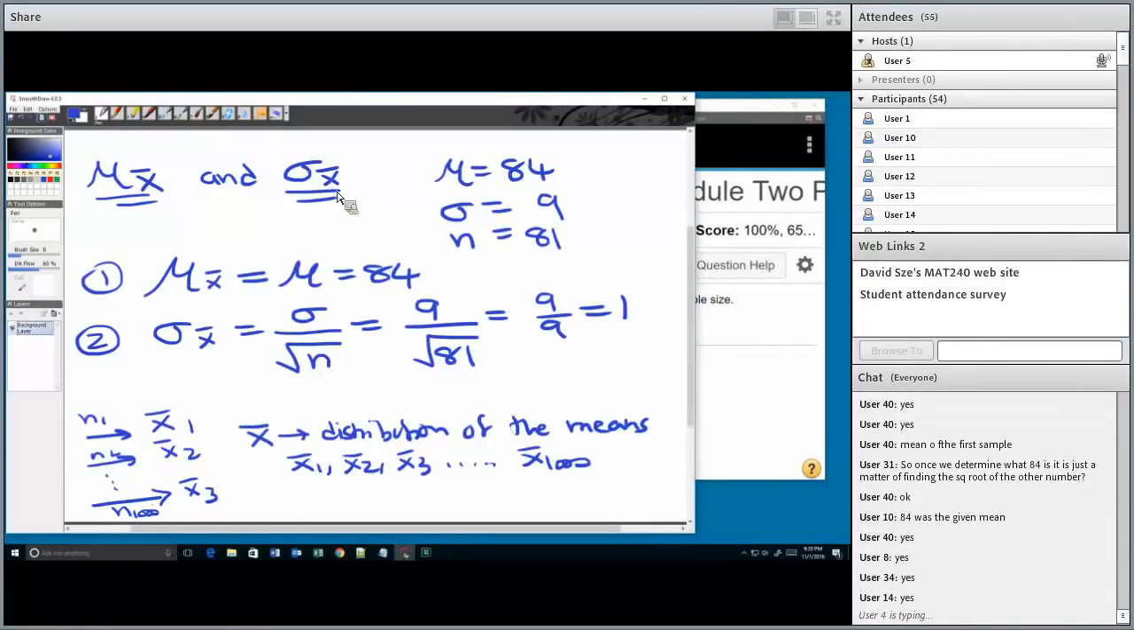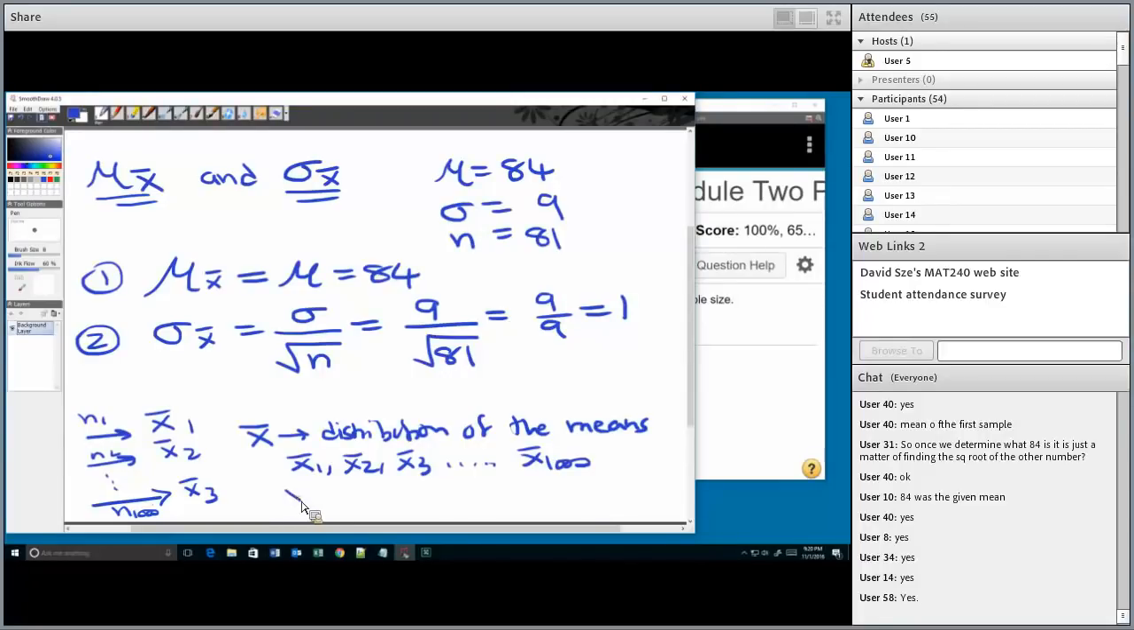Okay, great. And then we said the standard deviation of this distribution of all these means is equal to the population standard deviation divided by the square root of your sample size. The population standard deviation was given as 9. Your sample size was given as 81. So it's 9 over square root of 81, which is 9 over 9. So it equals 1. What that means now is that the mean x bar bar of this distribution is 84, and the standard deviation of this distribution is 1.